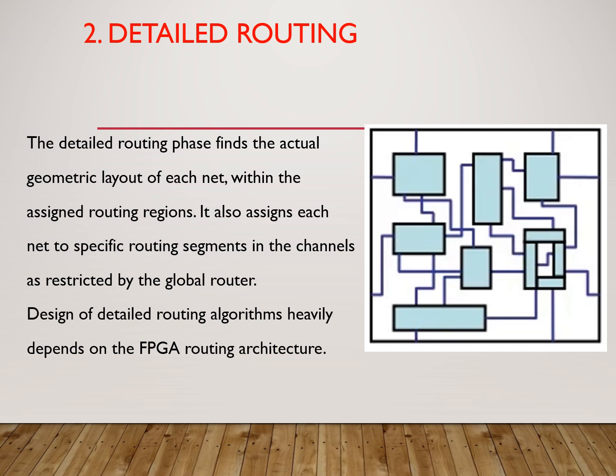Already the global router has given the information about all the nets. For example, this is net 1. Net 1 has to go through this channel region 1. This is given by the global router. Based upon this information, the detailed routing will make the connection between the two blocks by using net 1. Similarly, the design of the detailed routing algorithm mainly depends on the routing architecture. This routing architecture will be different for different FPGAs.